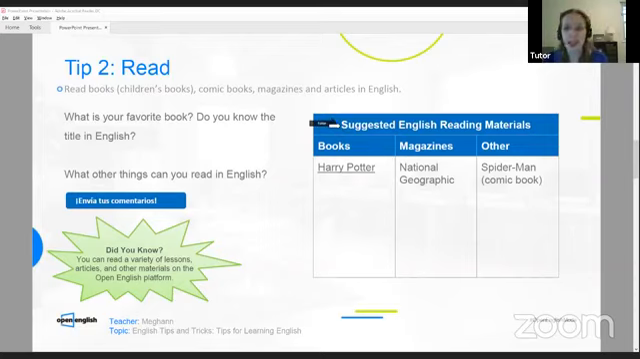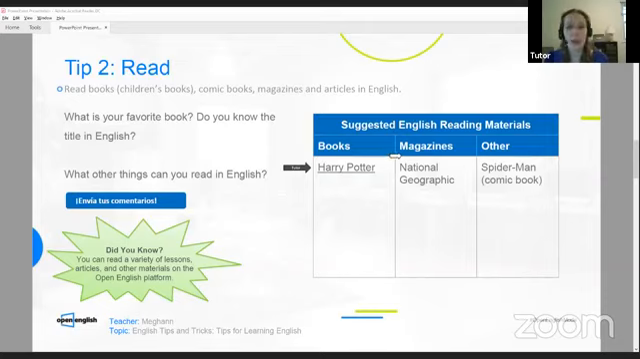Some suggested English reading materials for practice are books like Harry Potter. Harry Potter is a great example because the story is very famous. Maybe you are familiar with the basic idea of the story. You can watch the movies also. But when you read the books, you can learn new vocabulary and have extra practice in a fun way.